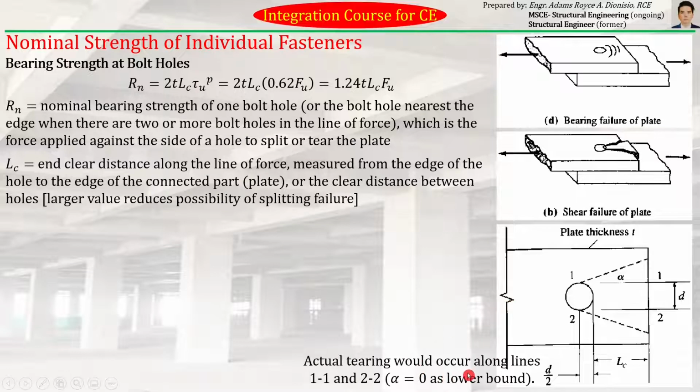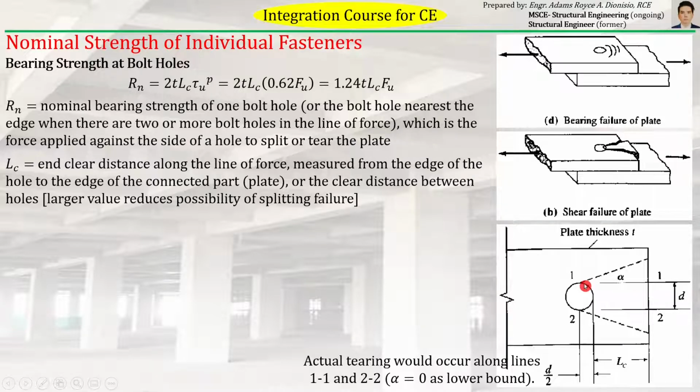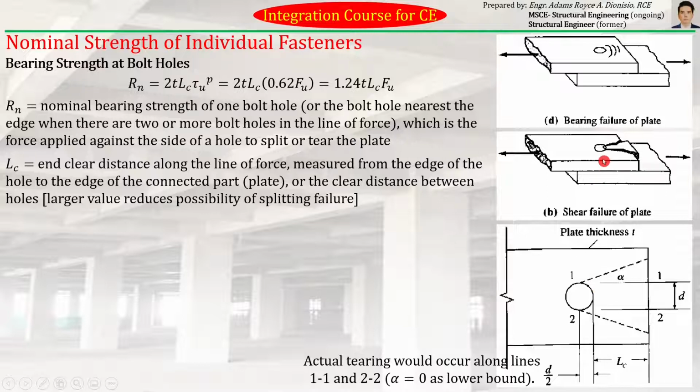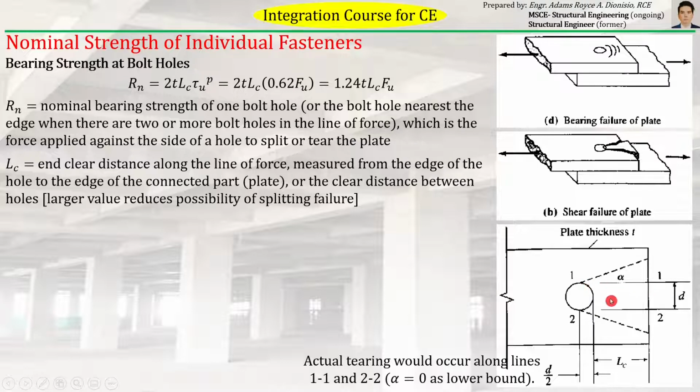Yung actual tearing would occur along lines 1-1 and 2-2. Usually, if we have alpha equal to 0 as the lower bound. Kapag sa actual kasi, yung tearing usually happens like this. But if we will try to compute for the lower bound, where yung alpha is 0 or horizontal lang yung tearing plane, yung actual tearing will happen obviously sa plane 1-1 tsaka sa 2-2.